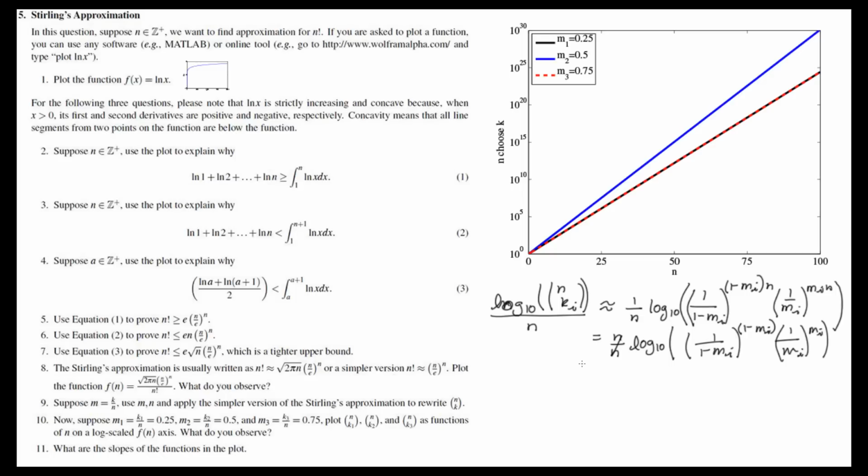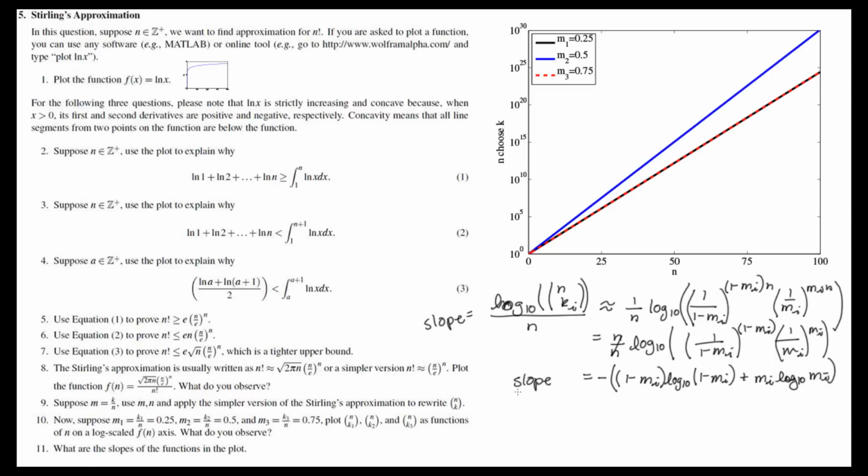And then we can actually write this as negative, so the negative will apply to everything: (1 minus mi) log 10 (1 minus mi). The negative comes because we took this 1 over (1 minus mi) and raised it to the power of minus 1, so that flips it up to the numerator, and the minus 1 comes out in front of the log. Plus mi log 10 mi. Again, same trick here. So this will be the slope of each of these lines.